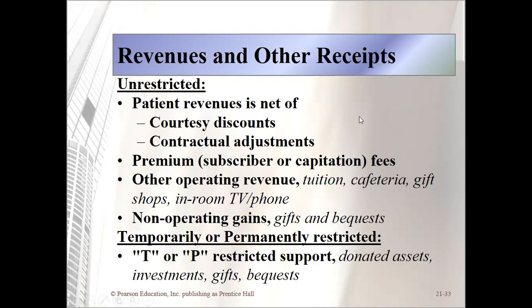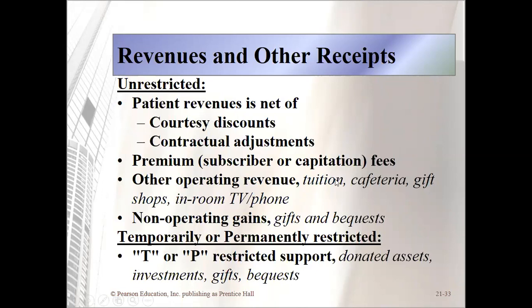All right, so revenues and other receipts could be unrestricted. So just like again with the revenues of the other NPOs, I think this is not something new. Then temporarily or permanently restricted. For unrestricted, because we're talking about hospitals, so the revenues would be coming from the patients. And then we have to deduct discounts and any contractual adjustments. Then premium fees, for example, subscriber or capitation.